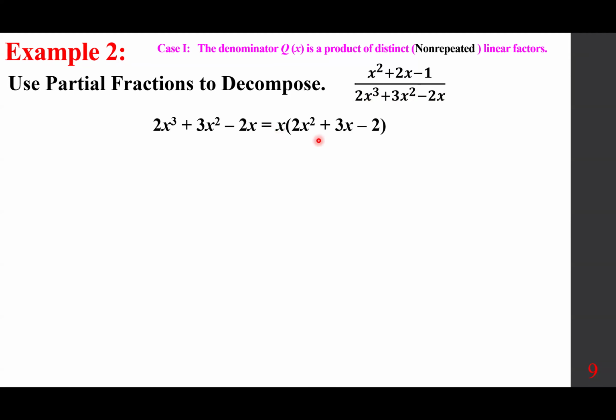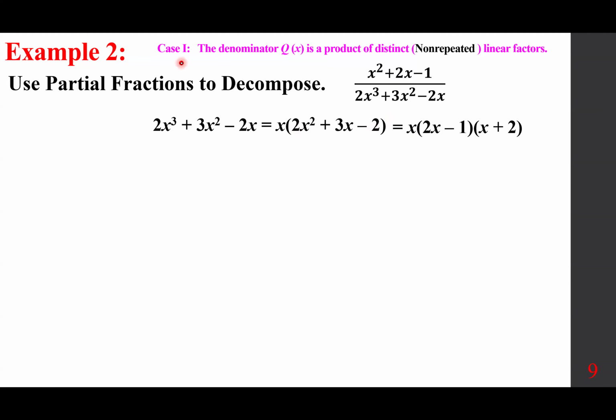So I get x times 2x squared plus 3x minus 2. I'm going to factor this one because this is 2. I get x and 2x. And then I play with negative 2, the product of 1 and 2, one of them negative. So we end up with x times 2x minus 1 times x plus 2.